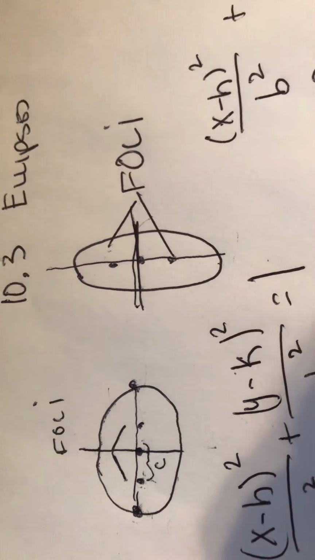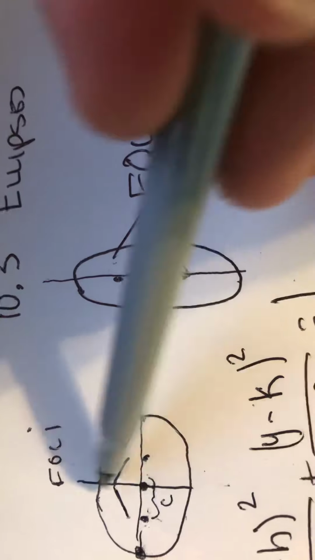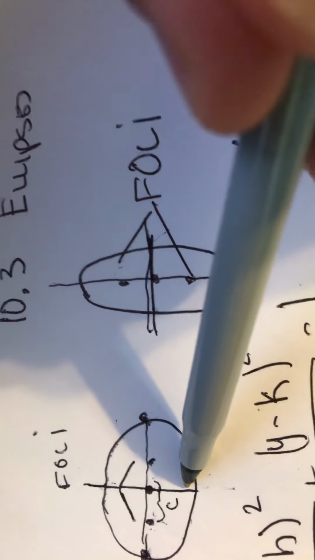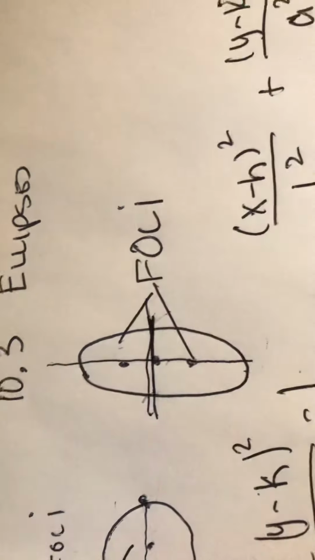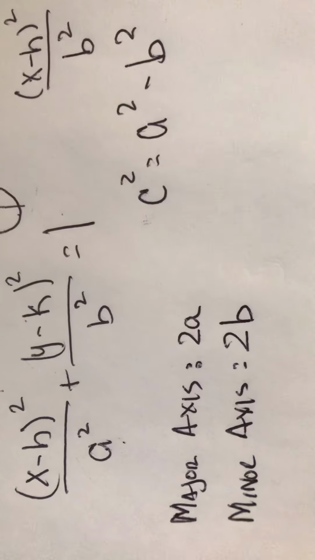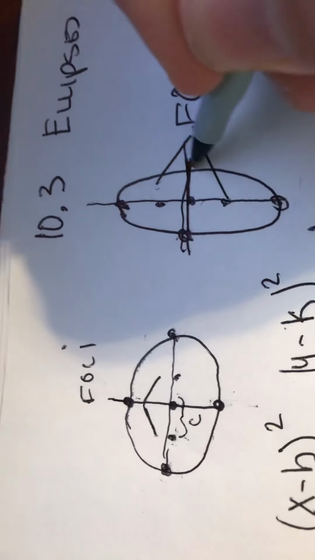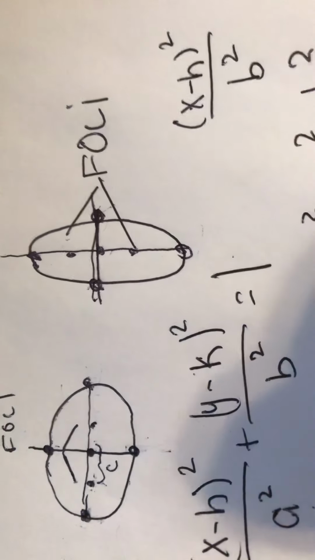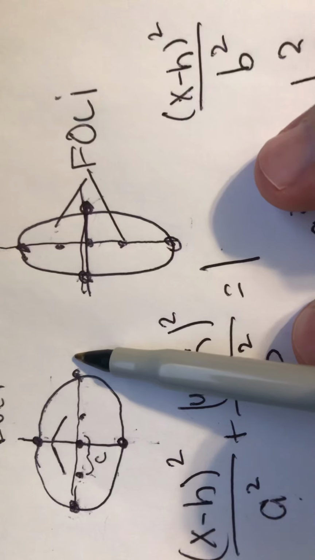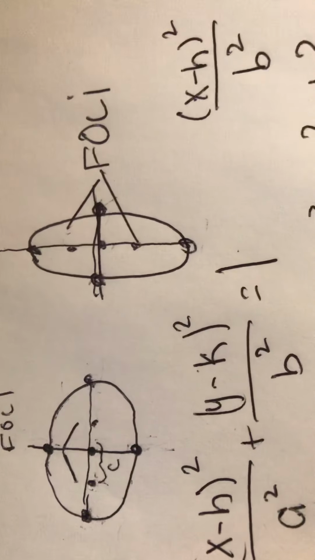The minor axis is the shorter of the two lines of symmetry, so it would be this one on the horizontal ellipse, it'll be this one on the vertical ellipse. That's always equal to 2 times b. Now, these 4 endpoints have special names. We call the 2 endpoints of the major axis vertices, and the 2 endpoints on the minor axis, we call those co-vertices.